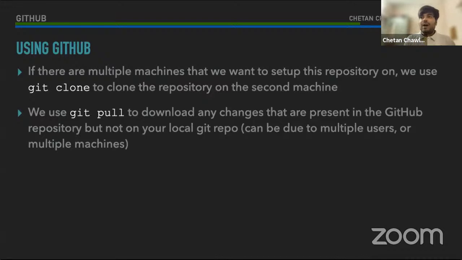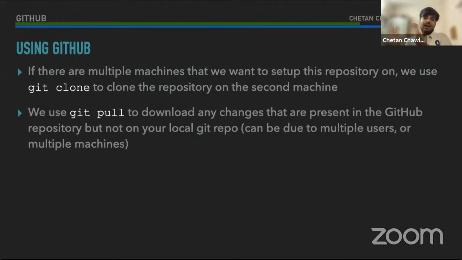And to download any changes that are present in the online system. So let's say I have two different laptops. On one, I develop code and I commit that code. I push that change onto the online repository. So that means on my first local laptop, I have the changes. I have pushed that onto the server, that is GitHub.